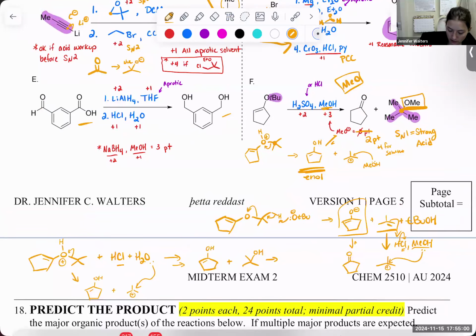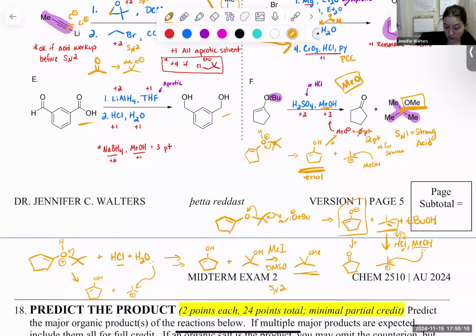So if you did that with the MeI and DMSO or whatever aprotic solvent, trying to do an SN2, then that made the other product. So that received full credit as well. I was really impressed by that. That was not something I had considered. I like those bond connections. That was clever. Cool. All right. Any questions about F?